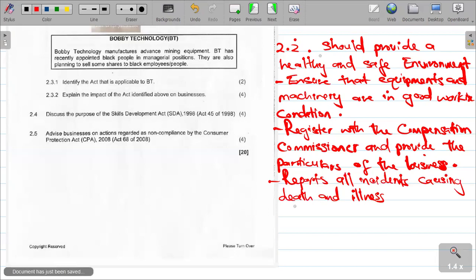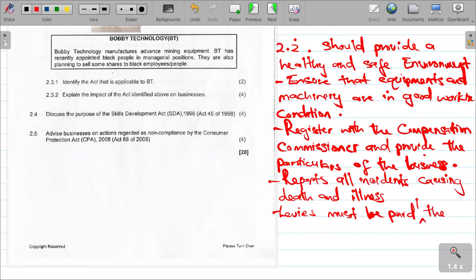The business must pay levy. Levies must be paid to the compensation fund. They're supposed to pay levy to the compensation fund, right?